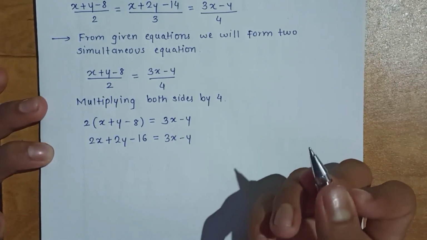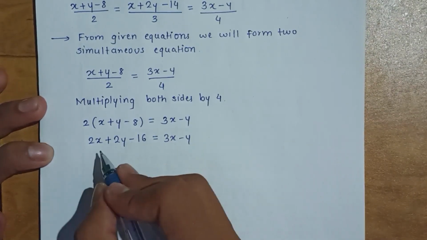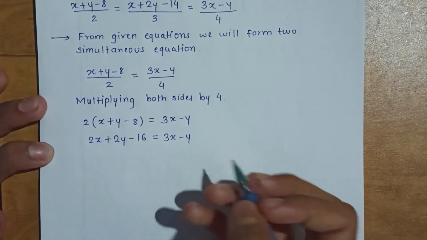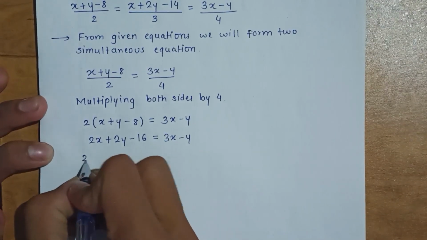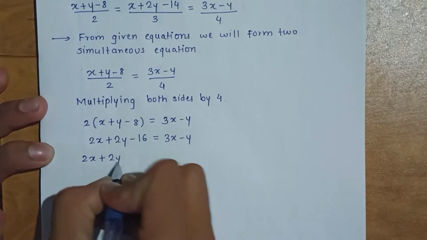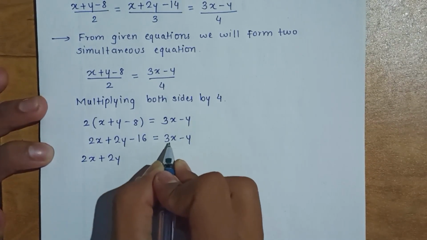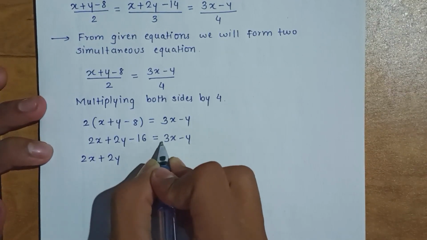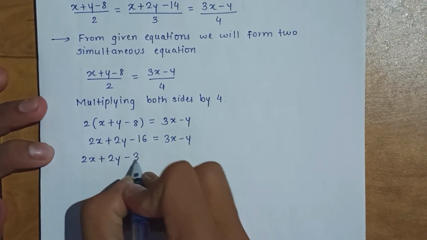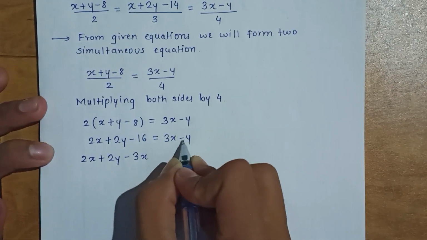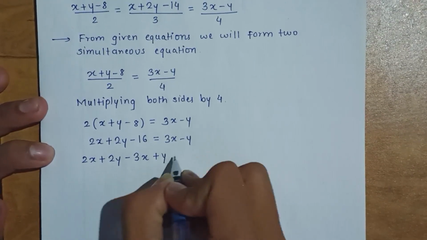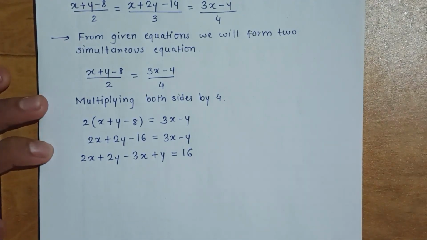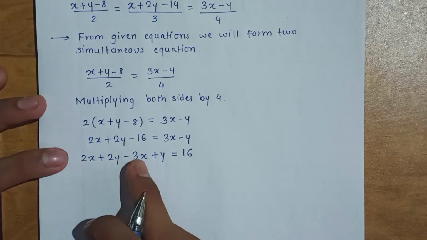Now we know that in Cramer's rule, all the x and y terms will be on the left side and all the numbers will be on the right side. So this is the x term, this is the y term, and this is a number, so it will go on the right. The 3x is positive, so it will become negative, minus 3x. Here it is minus y, so it will be plus y, equals minus 16 becomes plus 16.